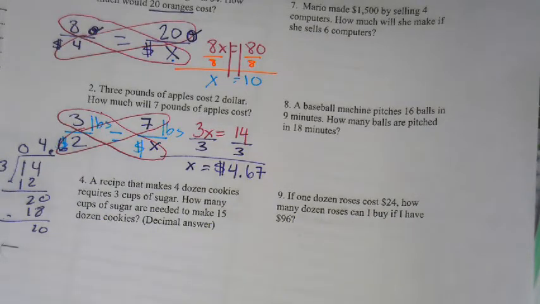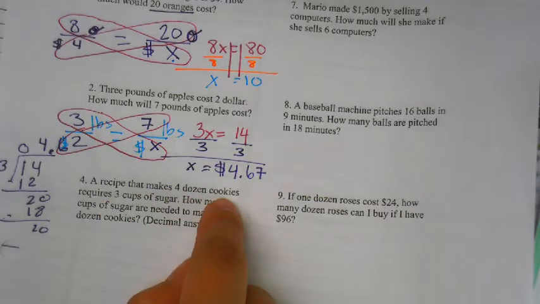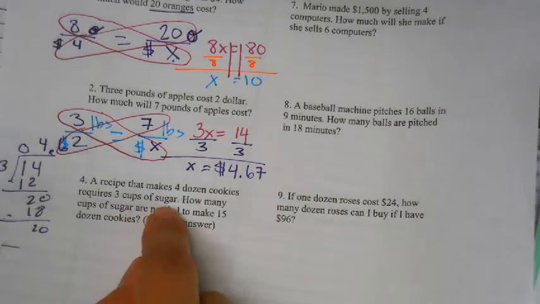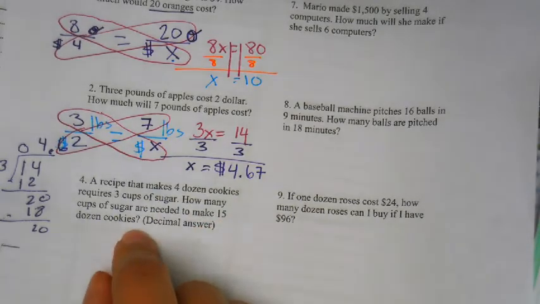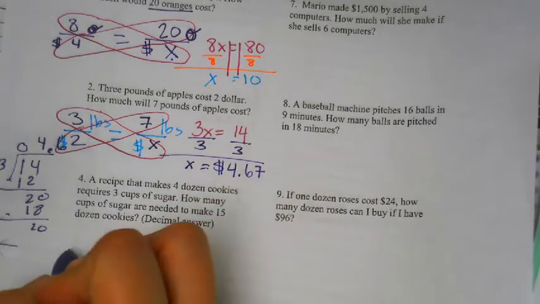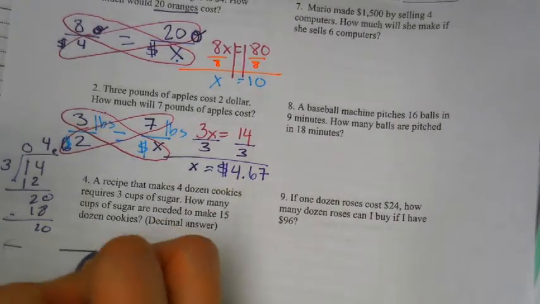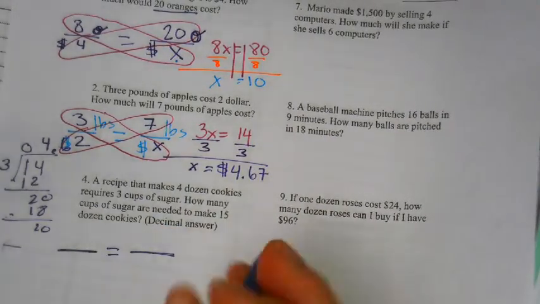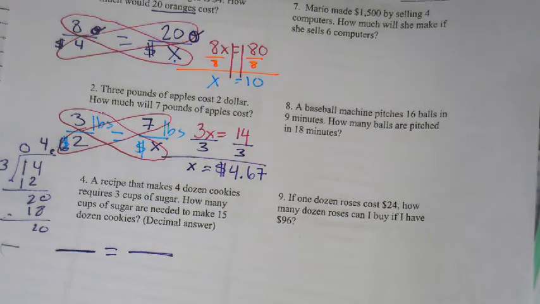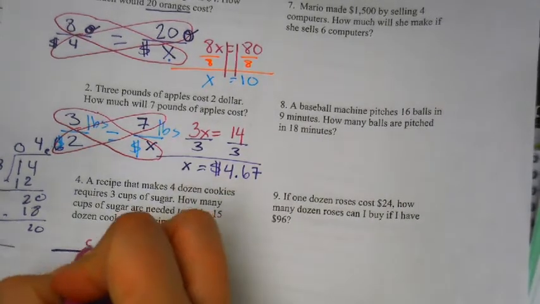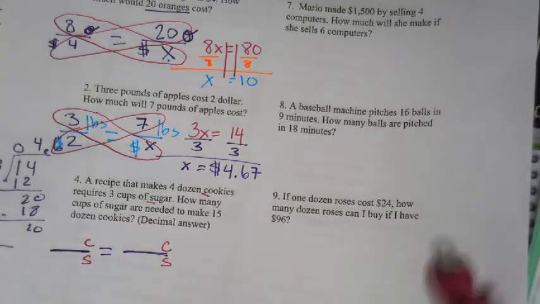All right. A recipe that makes 4 dozen cookies requires 3 cups of sugar. How many cups of sugar are needed to make 15 dozen cookies? So what are the 2 things we're talking about in number 4, because I skipped number 3? Cookies and sugar. So I'm going to write the letter C for cookies and S for sugar. All right, plug in your number.